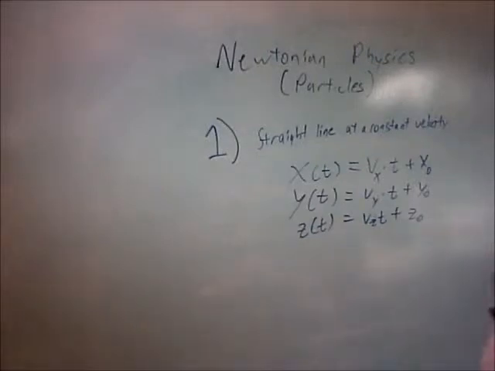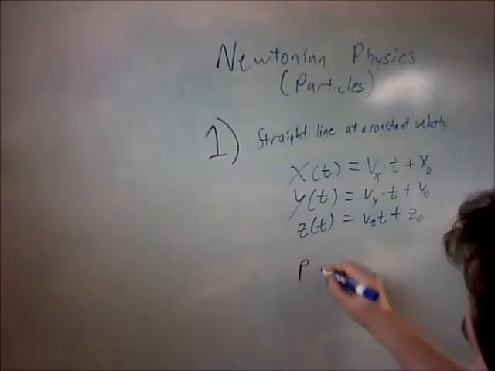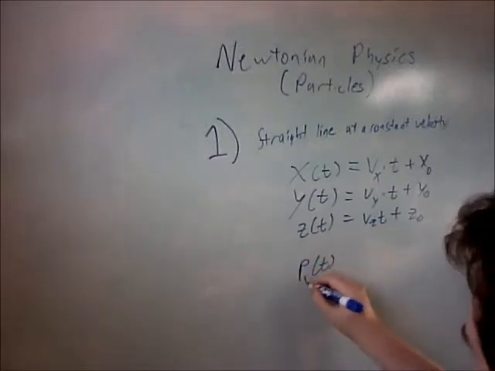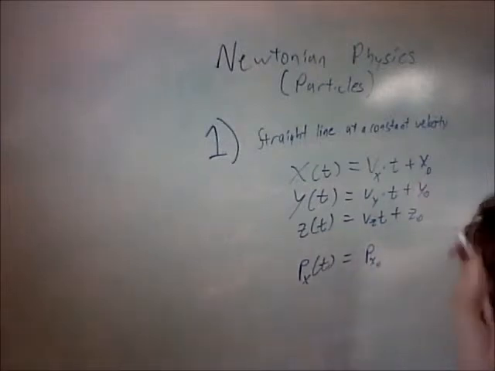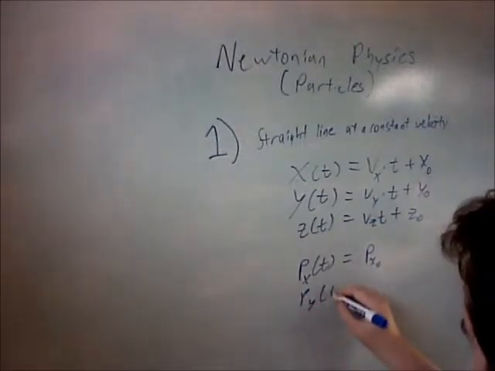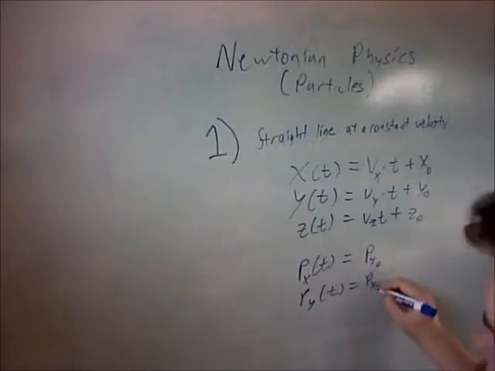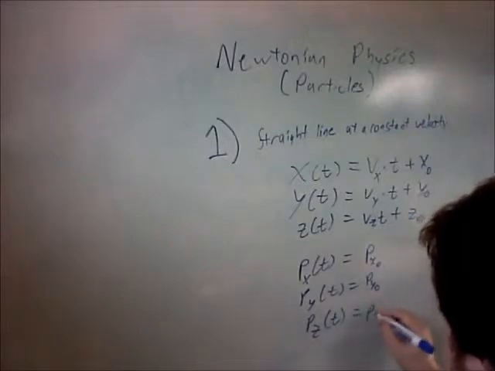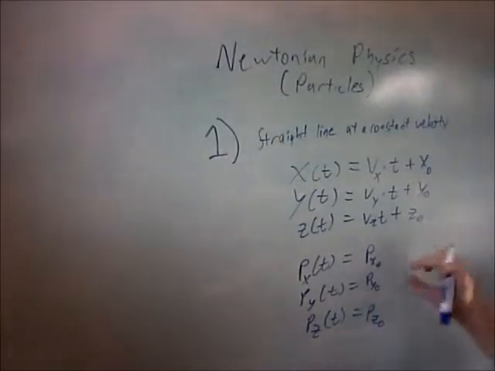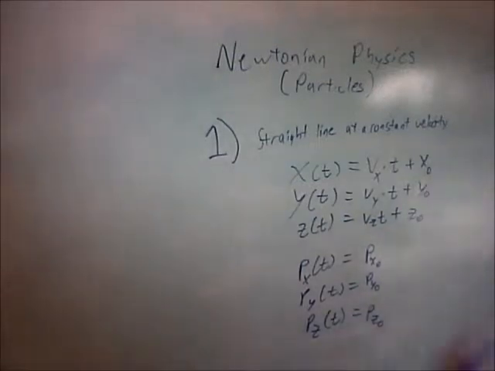So in the six-dimensional space, the momentum p of t, px of t, is equal to px0, py of t is equal to py0, and pz of t is equal to pz0. These are the momenta that you had when you started. For a single particle with no forces acting on it, this is what the evolution of the system over time looks like.